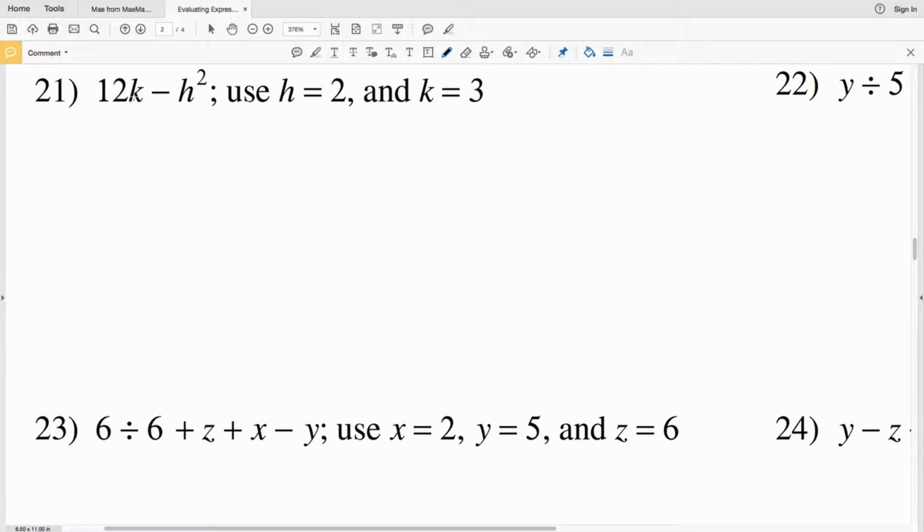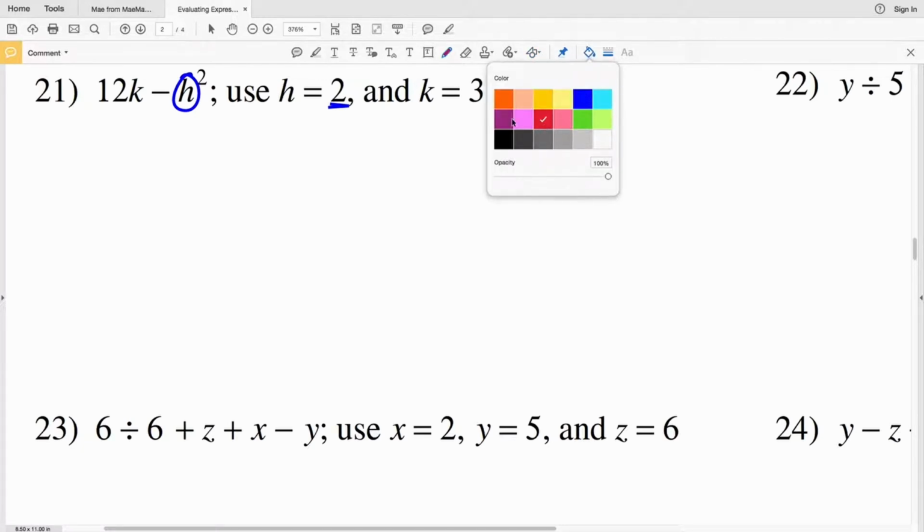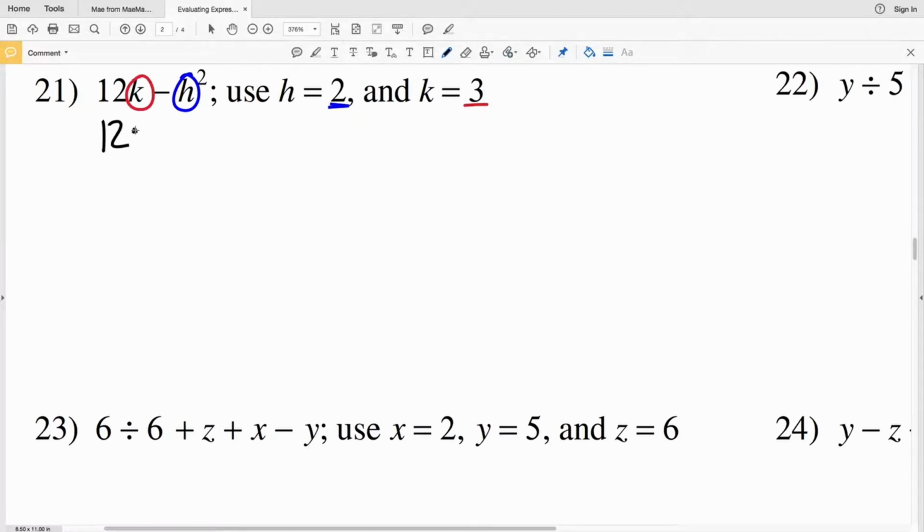21 says 12k minus h squared. We're taking this h value of 2 and plugging it in for h in the expression, and then we're going to take this value of 3 and plug it in for k. That's going to give us 12 times k is 3 minus h squared, 2 squared.